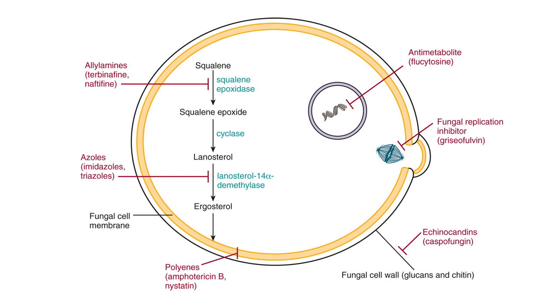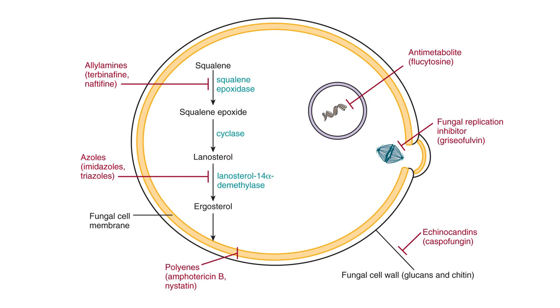Squalene epoxide is converted into lanosterol by the enzyme cyclase, and lanosterol is converted to ergosterol, which is the functional fungal sterol in the cell membrane of fungi, via the enzyme lanosterol 14-alpha demethylase. So this tells you that the final step in the formation of ergosterol would be the removal of methyl group from lanosterol. So in this pathway, we have two classes of drugs.